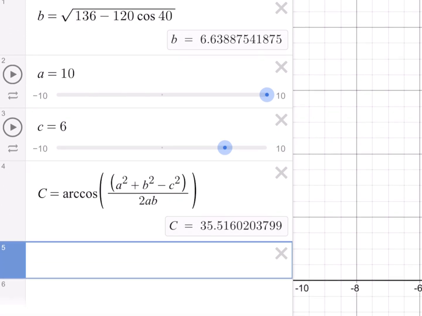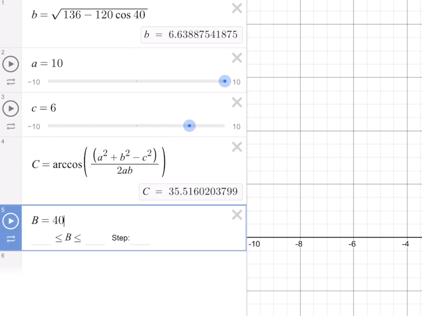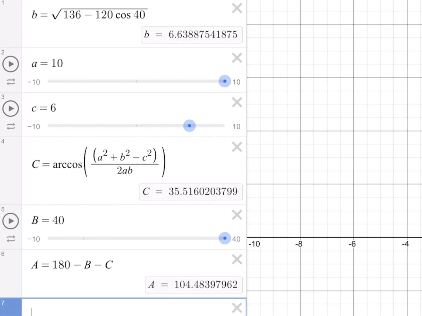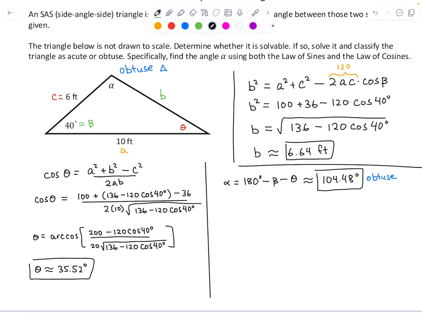Using technology, let's insert a line for beta, which was 40 degrees. I'll use capital B for the beta, or you could type in the word beta, and it was 40 degrees. And now alpha, you can type in alpha, or I'll use a capital A for the alpha, is equal to 180 minus beta, which is capital B, minus theta, which is capital C. And so we get the angle alpha is about 104.48 degrees. So right away, because I have an obtuse angle, I know that this was an obtuse triangle. And we've completed our task by solving this triangle.